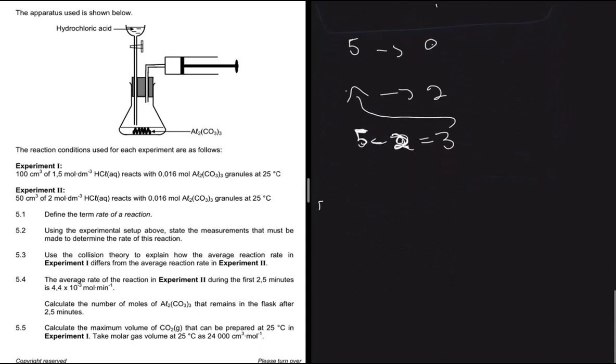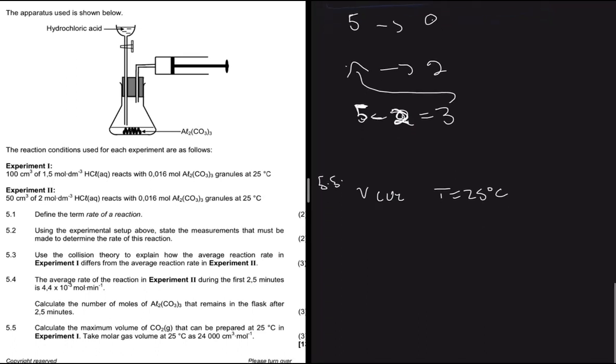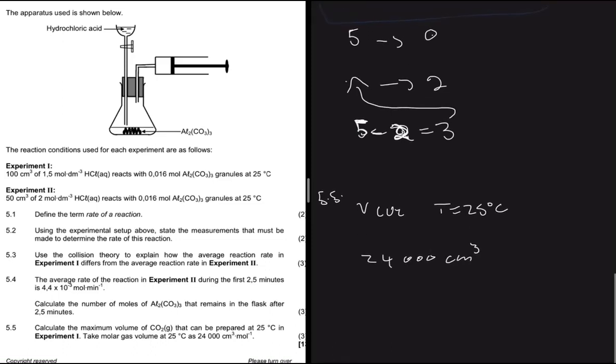Now let's move to 5.1. 5.1 says calculate the maximum volume of CO2 that can be prepared at a temperature of 25 degrees Celsius in experiment 1. Take molar gas volume at 25 degrees Celsius as 24,000 centimeter cube per mole.